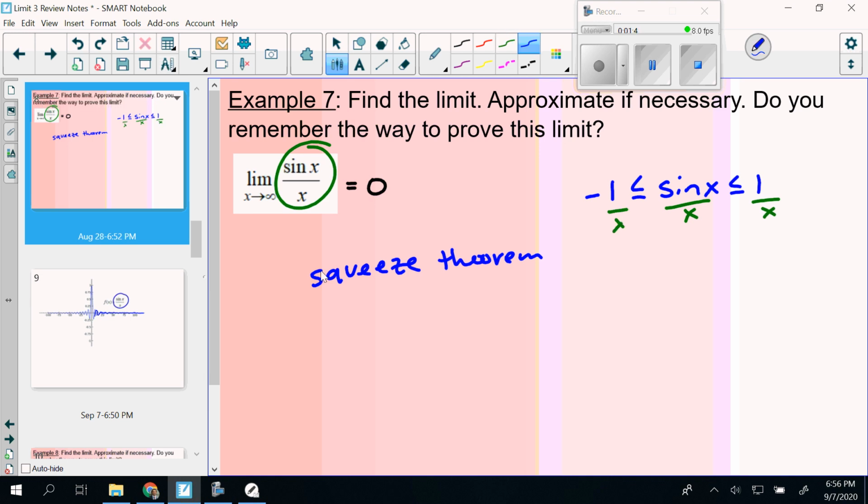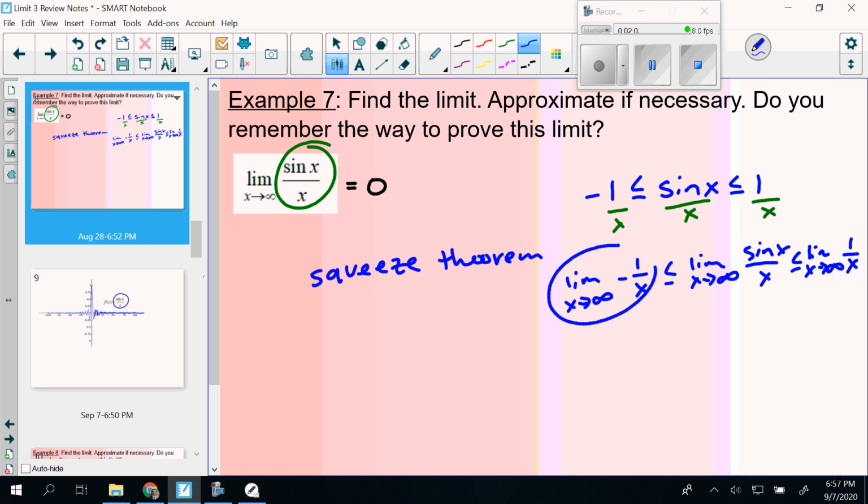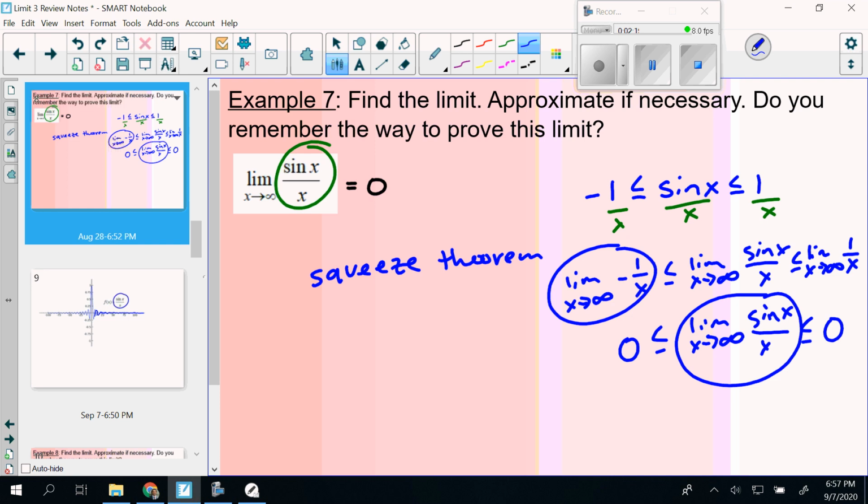And now also let's do the limit of all these. So if we do the limit as we go to infinity of -1 over x, the limit as we go to infinity of sine x over x, and the limit as we go to infinity of 1 over x. Well, we don't know the middle one, but we know what these ones are. As we go to infinity, that's going to go to 0. On this right side, same thing. This is going to go to 0 as the limit goes to infinity of 1 over x. And so that, by squeeze theorem, forces this limit here to also have to be 0.